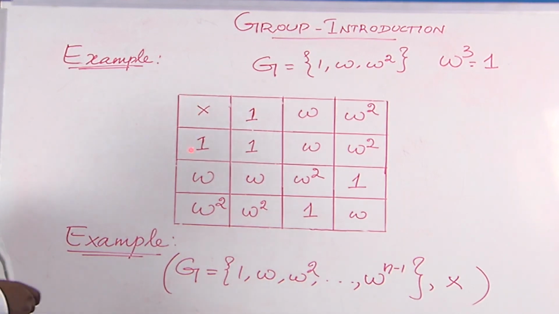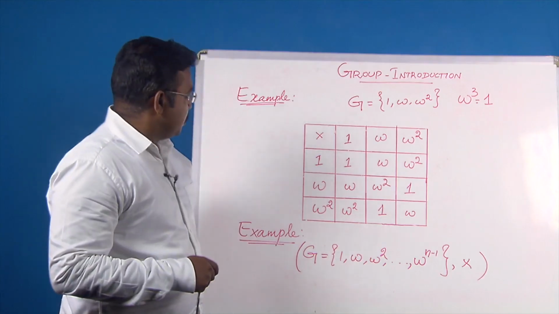As we already said, the Cayley table is a square table made by arranging the elements of the set by row and column. Therefore, 1, omega, omega square are the elements of the group. We arrange the rows as 1, omega, omega square and the columns as 1, omega, omega square. We are going to apply the operation product. So, how do we do this?